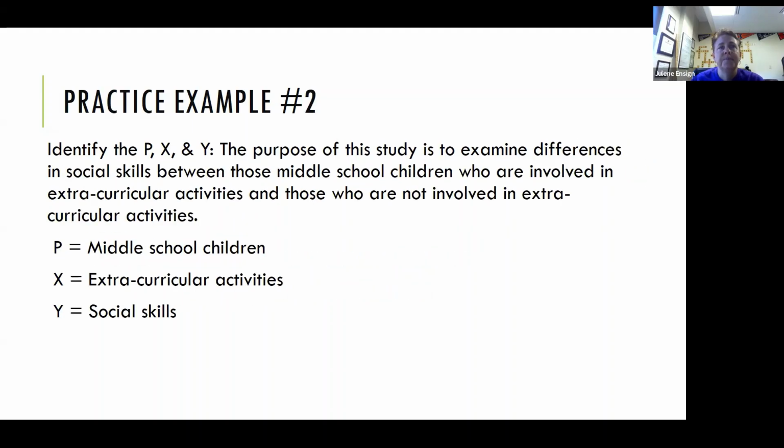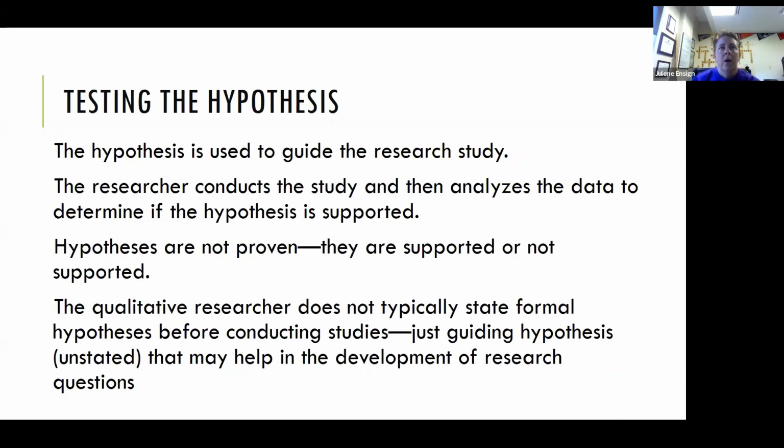Here's another example. The purpose of the study is to examine differences in social skills between middle school children who are involved in extracurricular activities and those who are not. Again, our participants are middle school children, the extracurricular activities are the X variable, and the social skills are what we're looking at. That's the dependent variable. We're going to see what relationship exists between those two. If you can't identify the P, the X, and the Y in your research question, you need to refine your research question.